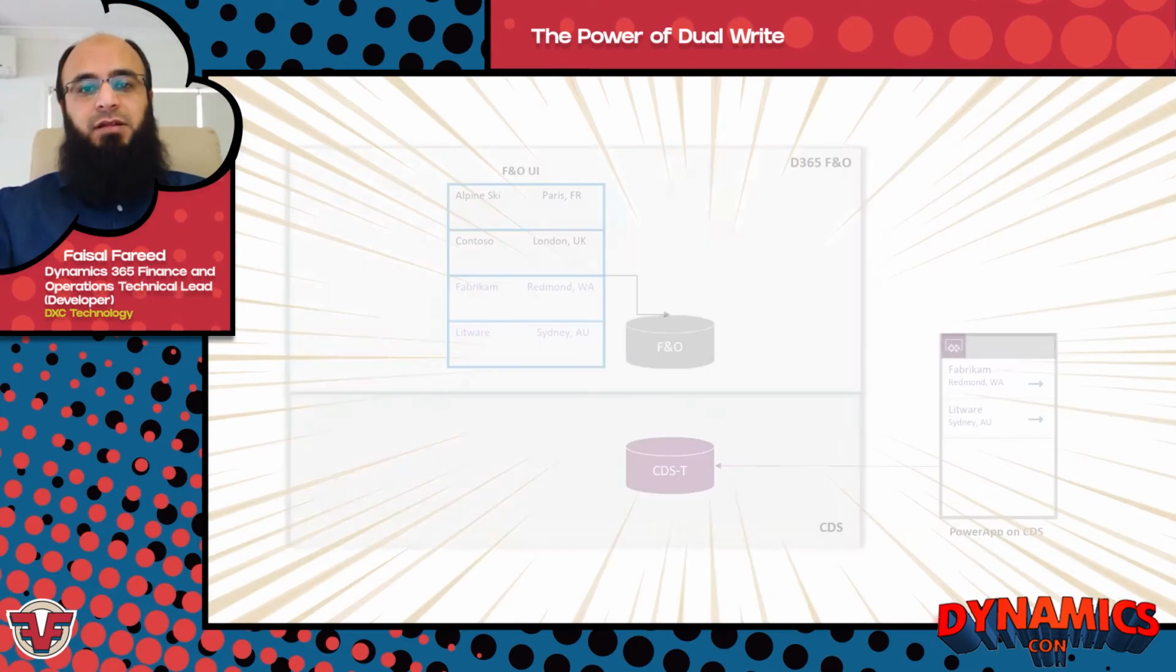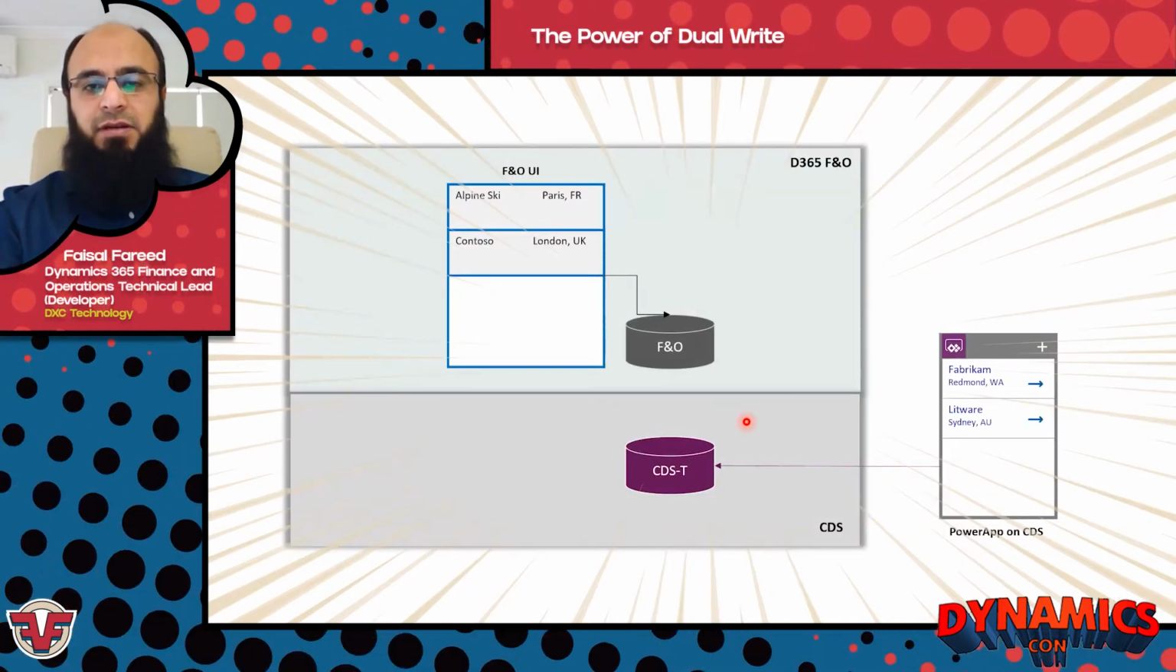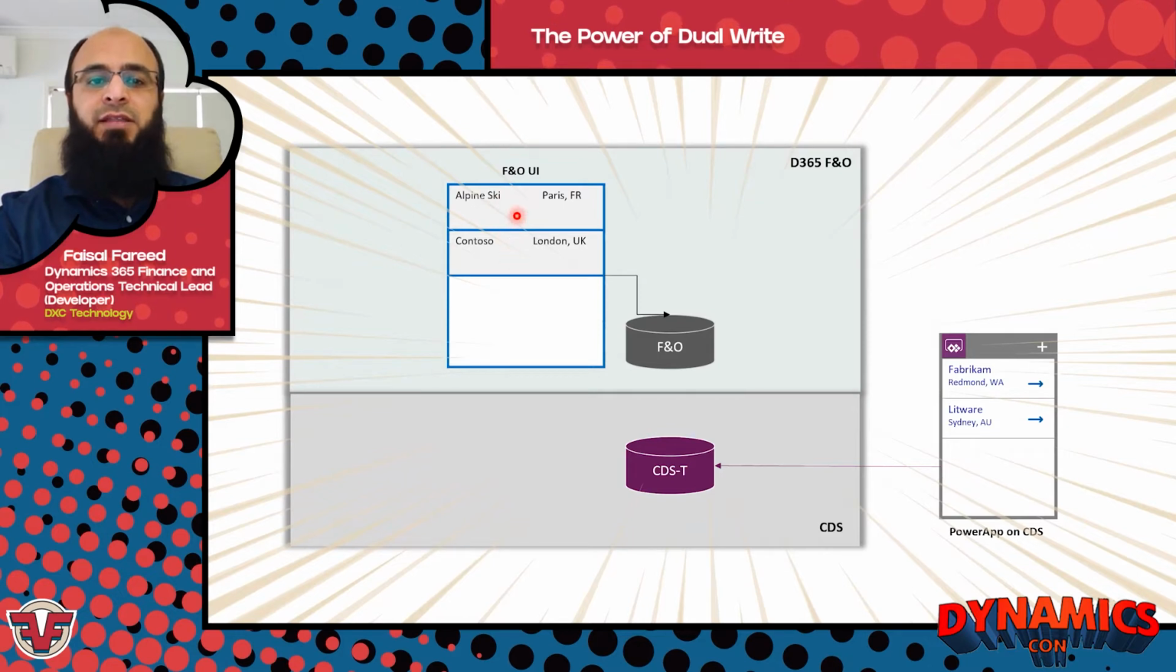Now let's quickly look into the little example here. On the left side of the picture, we have a Dynamics 365 Finance and Operations environment. This is a UI. You can consider these as customers. These are the two customers sitting in Finance and Operations. This is the FNO database.